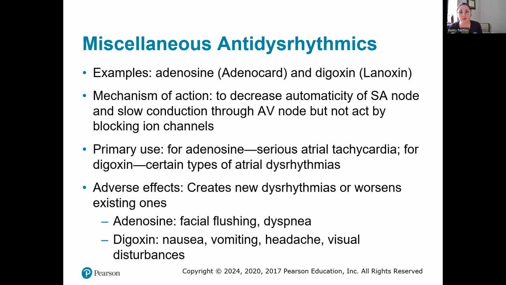Digoxin, we know how digoxin works from Pharm 2. They use that for other atrial dysrhythmias. The adverse effects for both is that they can create new dysrhythmias or worsen existing ones. We just talked about that. The new dysrhythmia being asystole or VFib. That's why it's important to have that stuff ready to go. We've got to prepare for the worst case scenario. We know digoxin side effects: nausea, vomiting, headache, visual disturbances.